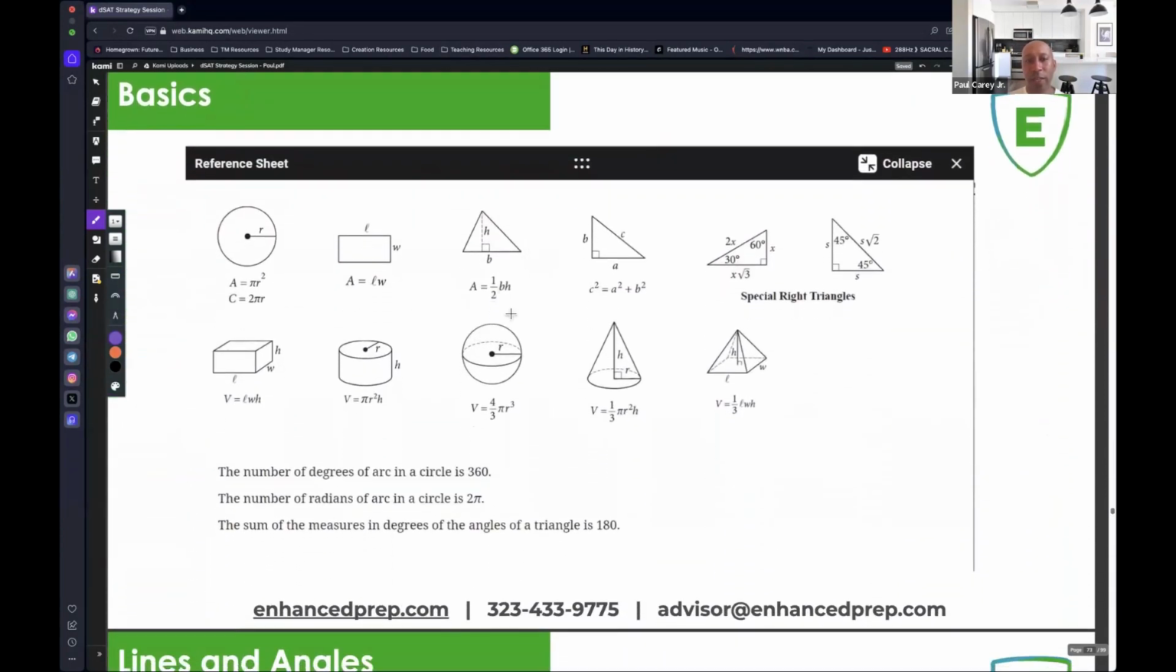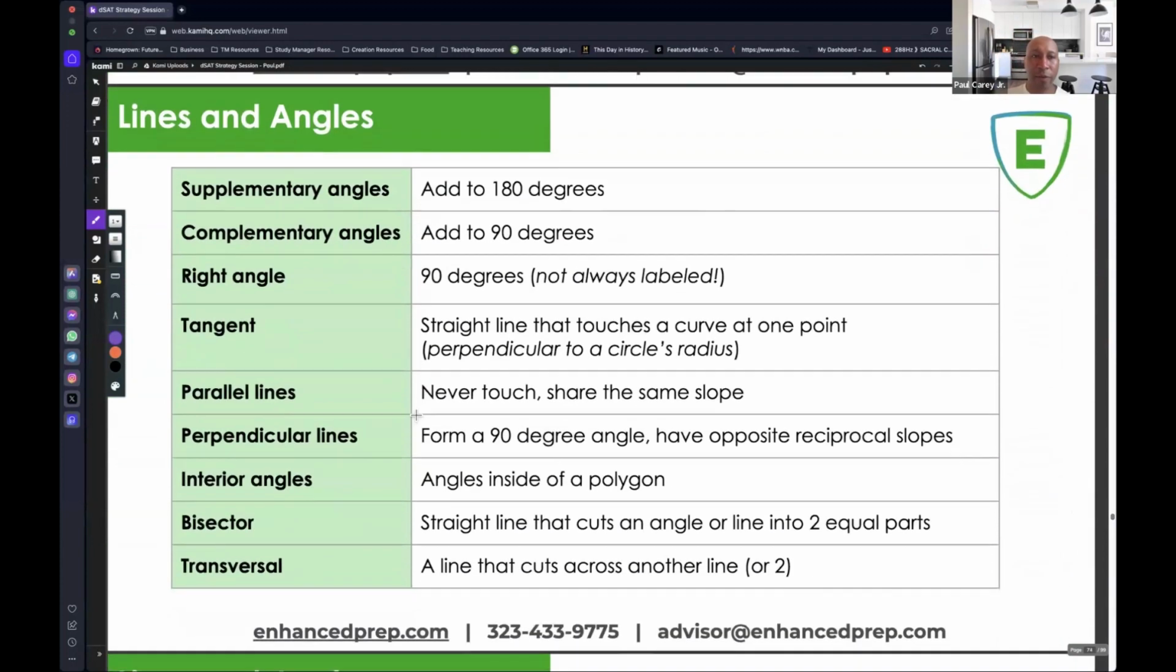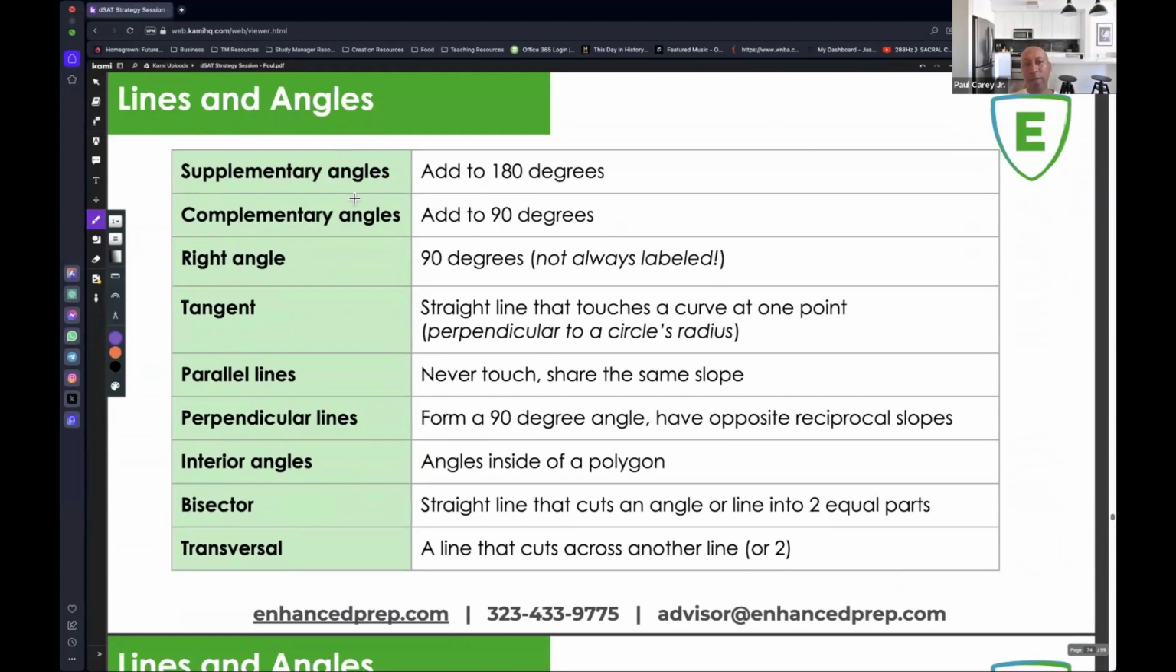So again, we said that we're going to use these equations. Just make sure that you're comfortable with this and you know how to access this. And then for lines and angles, you want to make sure that you guys have all these remembered, right? So supplementary angles, complementary angles, right angles, what tangent means, parallel lines, perpendicular lines, interior angles, bisecting, and transversal, right? If you're not necessarily sure, just make sure to review these before the exam, and you should be good.